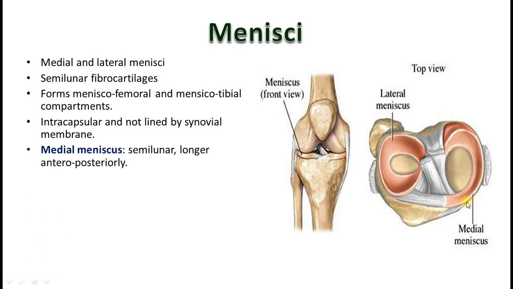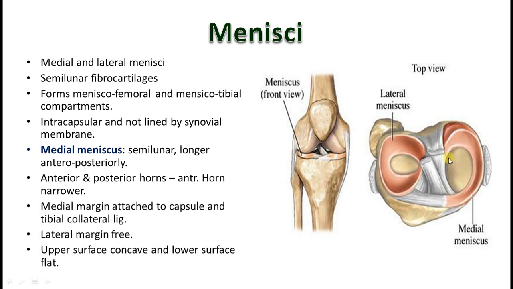Okay. So the medial meniscus is somewhat semilunar, longer antero-posteriorly. The anterior horn is somewhat thin or pointed as compared to the posterior horn, anterior horn and posterior horn of the medial meniscus. The medial margin is attached to the capsule and also merges with the tibial collateral ligament. The lateral margin is free. The upper surface is concave, the lower surface is flat. The under surface of the cartilage which is touching the tibial condyle is actually flat.